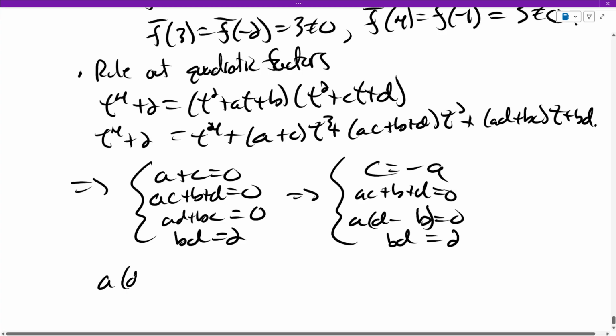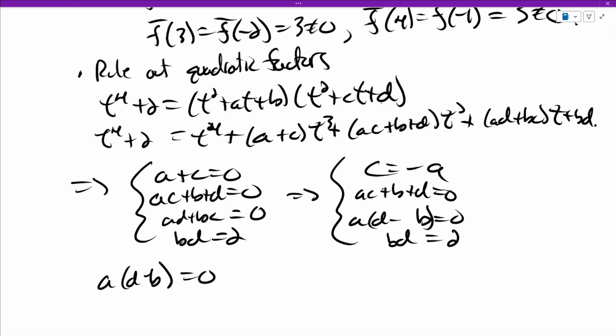So a times d minus b is 0. Since we're in a field, remember this is an instance where prime is important. Since we're in a field, we have cancellation. Well, we just need a domain for that, but we have a field, which is a domain. So this tells us that a is 0 or d equals b.